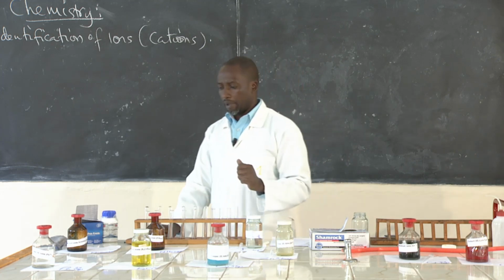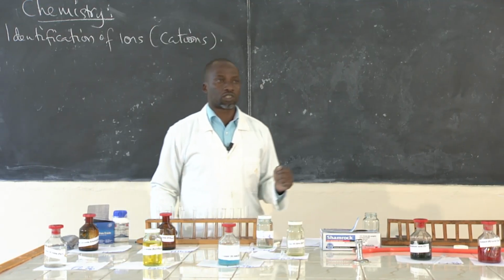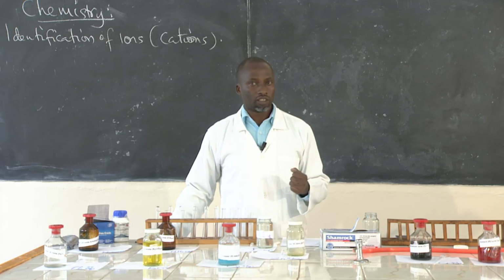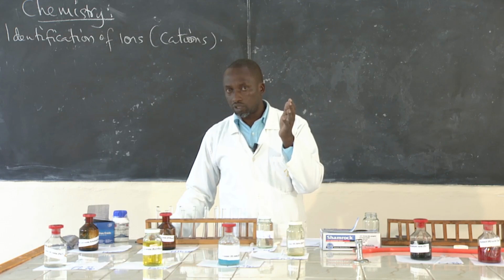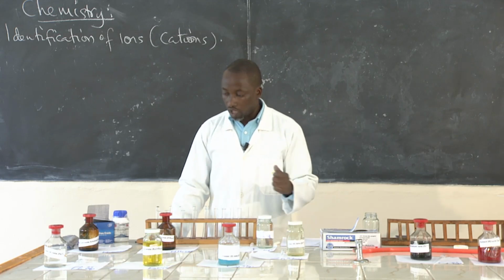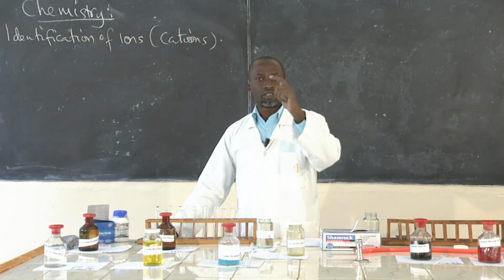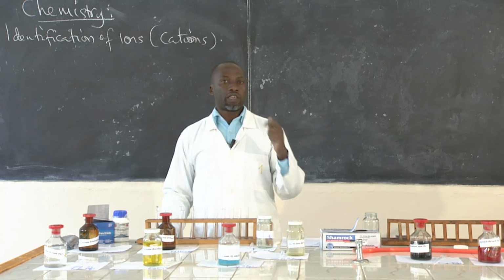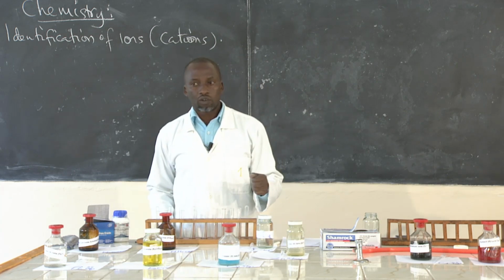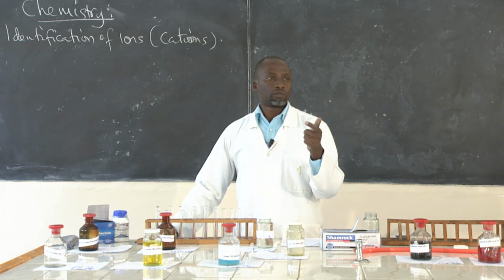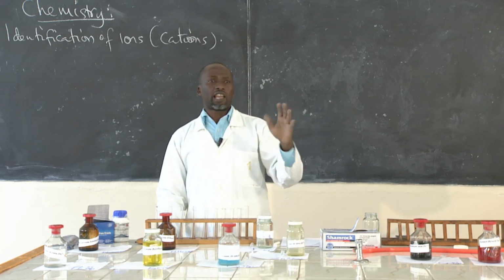I hope you still remember the reagents that we are using to distinguish or identify those cations in the lab. You remember we are using sodium hydroxide, ammonia solution, potassium hexacyanoferrate 2 and 3, and potassium cyanide. So those are the reagents that we are using.